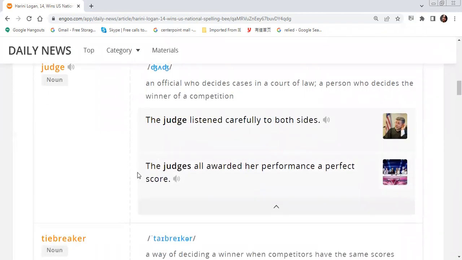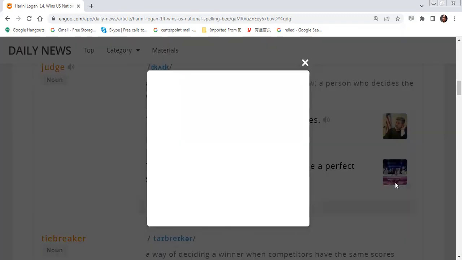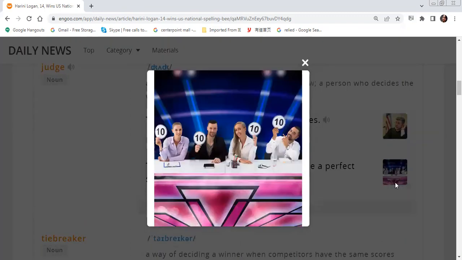The judges all awarded her performance a perfect score. In the photo, we can see each of the judges holding up the score of 10, which is sometimes called a perfect 10. So we can see each of the judges holding up in their hand a round sign with the number 10 on each sign.